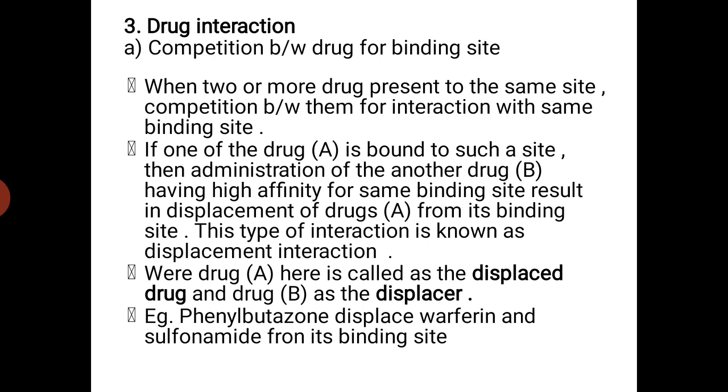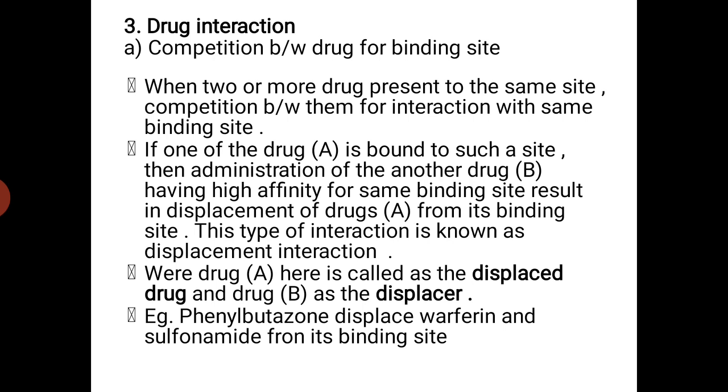Now what happens when two drug molecules are administered together? If the two drug molecules have good affinity with a single protein, both the drug molecules may compete for the single binding site. Drug A and drug B. A has affinity towards albumin, B also has affinity towards albumin. So both A and B compete with each other to bind with the albumin. If both have the same affinity, they compete with each other.